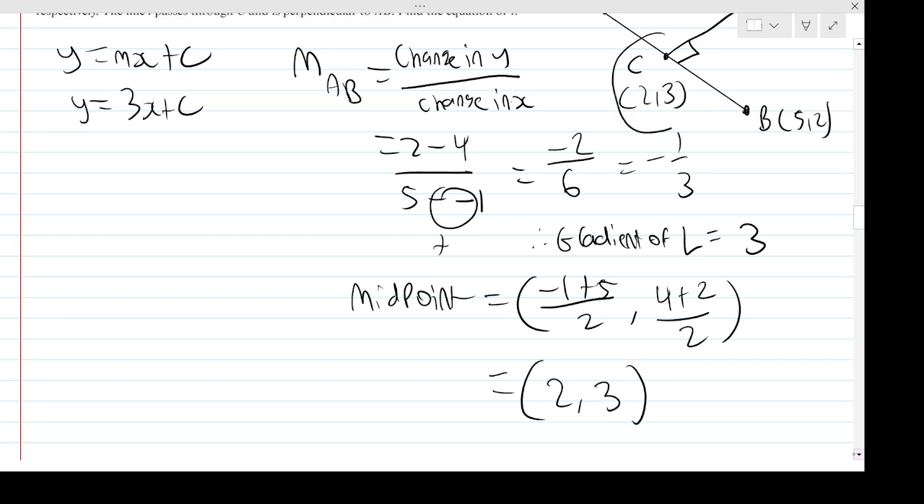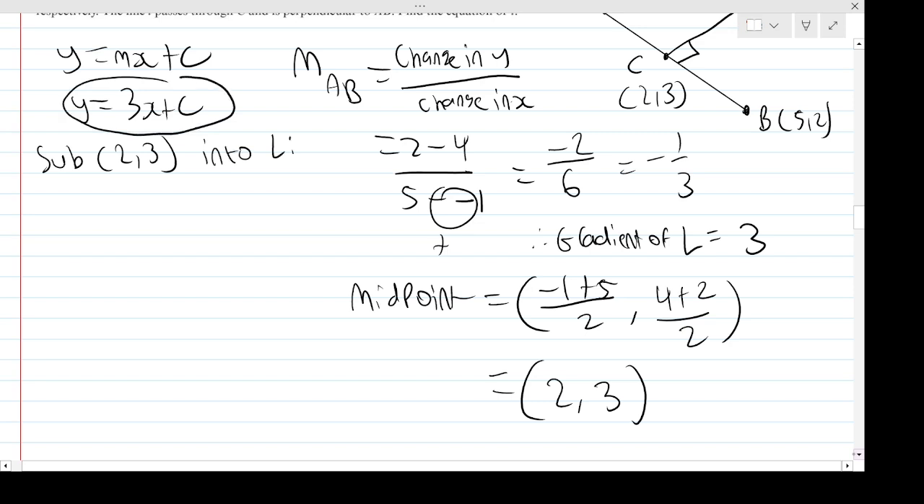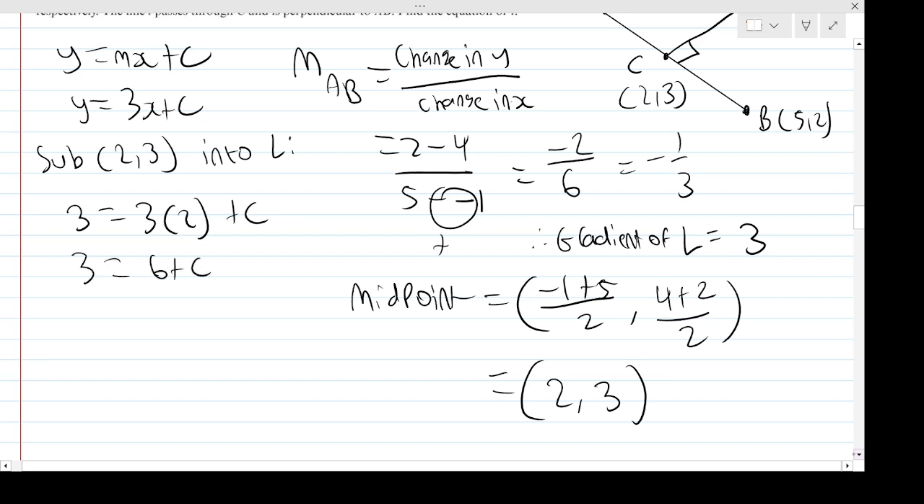Well, now we know this point also lies on the line L. We can substitute this point into our equation for L here. So if we do that, y would be 3, so 3x would be 3 times 2, plus c. That means 3 is equal to 6 plus c. Therefore c, if you take away 6 from both sides, will be minus 3. Therefore we've got our equation: y is 3x minus 3.